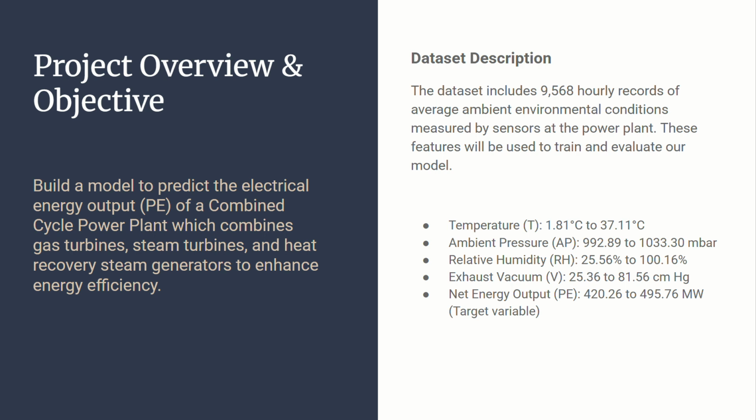The goal was to build a model capable of predicting the net hourly energy output, called PE, based on ambient sensor data collected from a real power plant. This plant uses gas turbines, steam turbines, and heat recovery systems to optimize efficiency. The dataset contains 9,568 hourly observations of environmental variables.